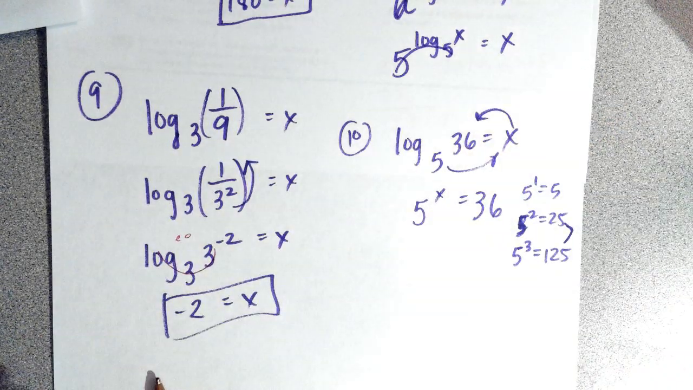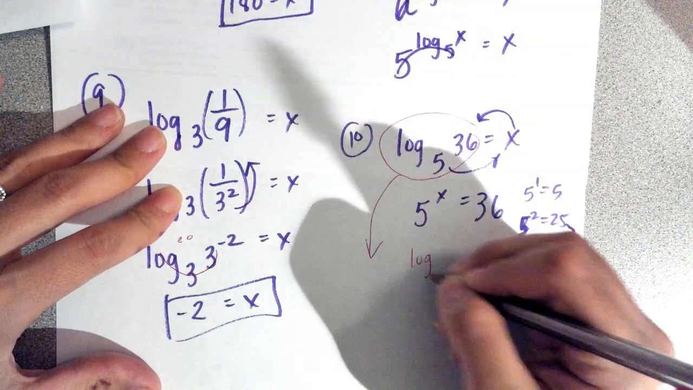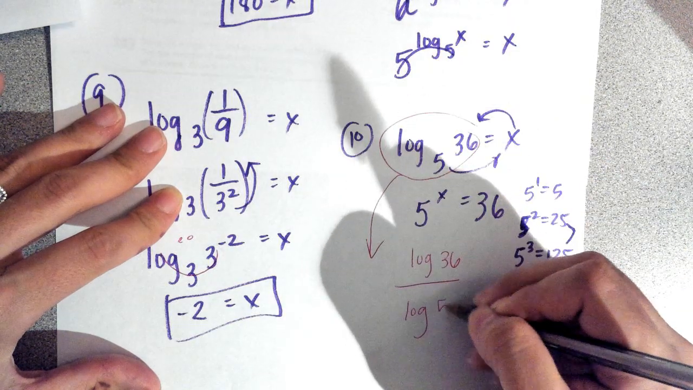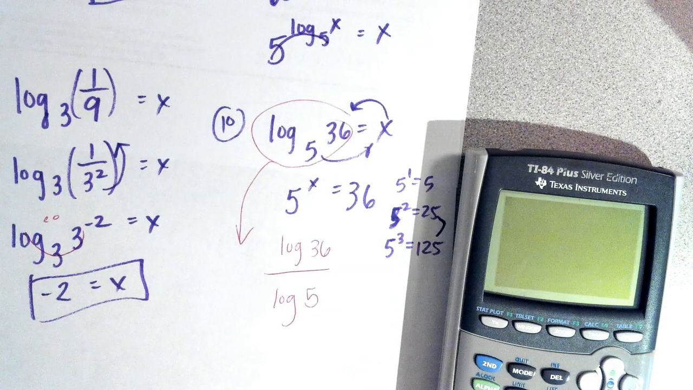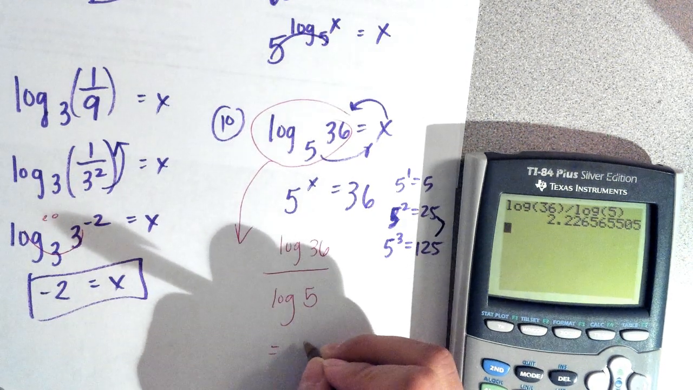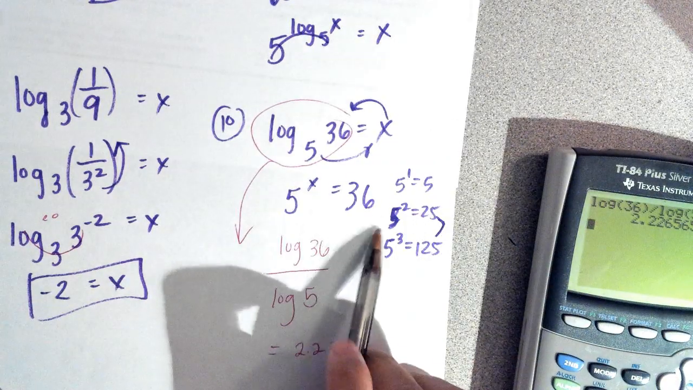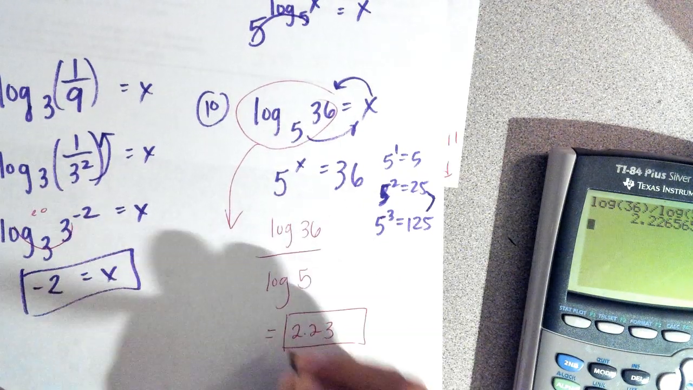This is change of base. Now from here, how to do change of base, remember you log on top, log on bottom, argument is on the top, base is on the bottom. So now I can plug that straight into my calculator. Log 36 divided by log 5. So I get 2.226, so 2.23, which makes sense because we said earlier our answer would be somewhere between 2 and 3. So that is our answer.